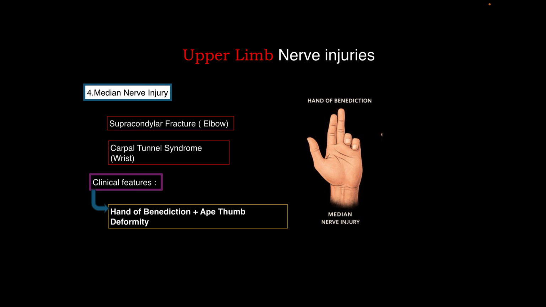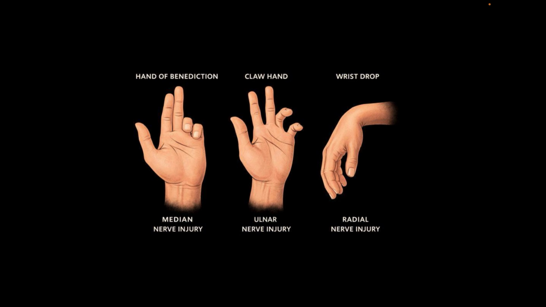Other clinical signs are a loss of sensation over the lateral three and a half fingers on the palmar side. And don't get confused between ulnar nerve damage, which is characterized by claw hand, and median nerve damage, which is characterized by hand of benediction. In case of claw hand, the ring and pinky fingers are slightly bent, and in case of hand of benediction, they are completely flexed or bent.